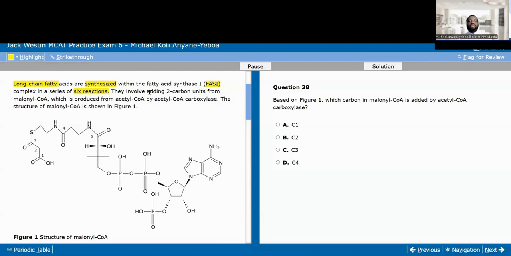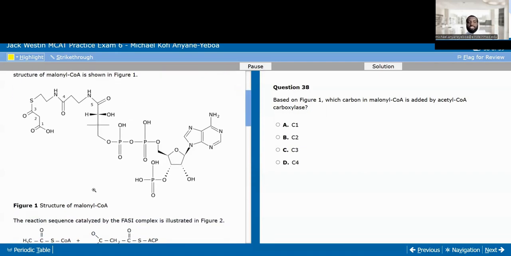They involve adding 2 carbons. It's important. This is how it happens, right? Carbon units from malonyl CoA is a new noun, highlighted, which is produced from acetyl CoA by acetyl CoA carboxylase, right? In other words, malonyl CoA is the result of the conversion of acetyl CoA by the carboxylase. If I say it a different way, carboxylase converts acetyl CoA to malonyl CoA, right? The structure of malonyl CoA is shown in the figures. There's a structure, that's great.